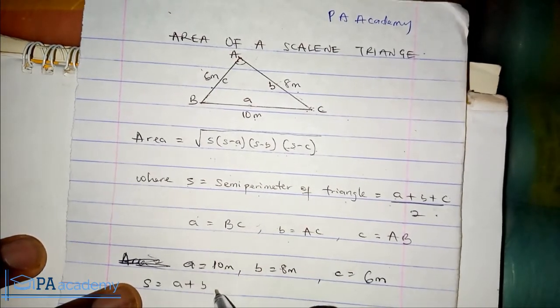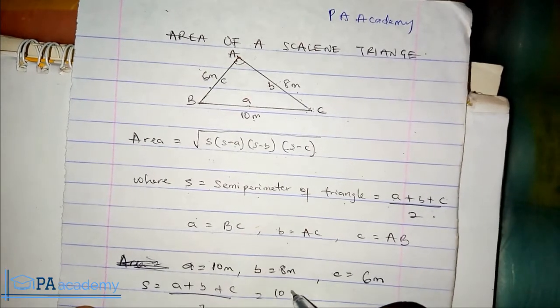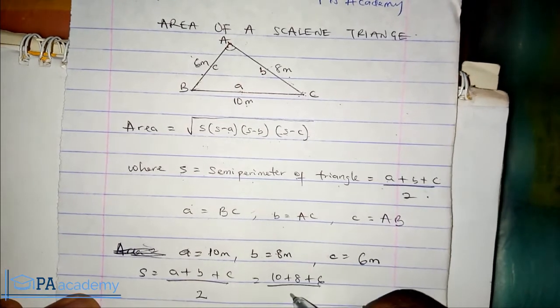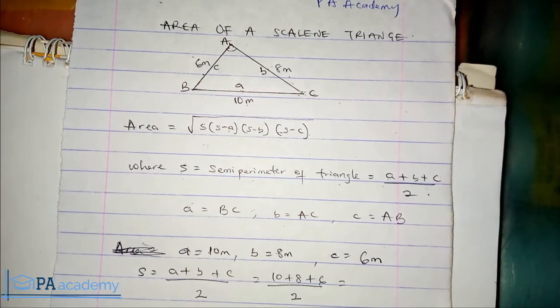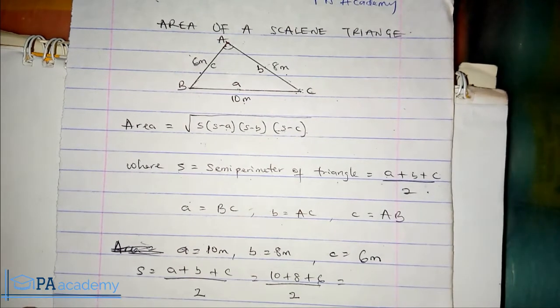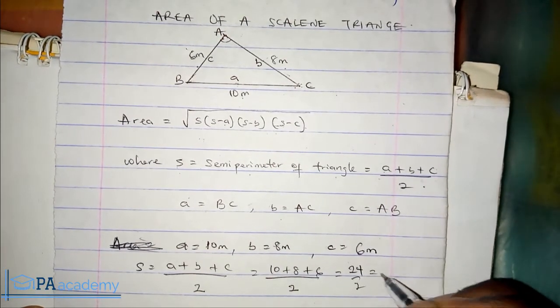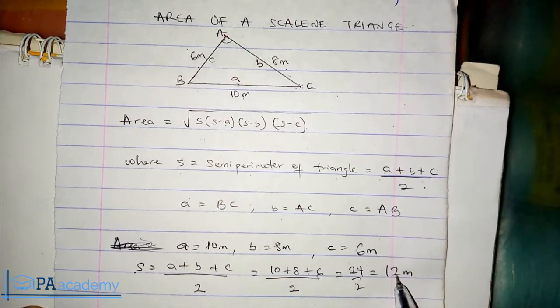A plus B plus C over 2, which is 10 plus 8 plus 6 over 2. So 10 plus 8, that's 18, plus 6, that's 24. So 24 divided by 2, that will be 24 over 2. That will give us 12 meter. So this is the value of our S. Our S is 12 meter.